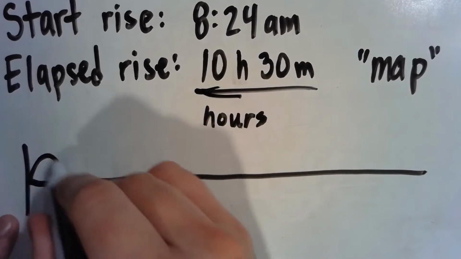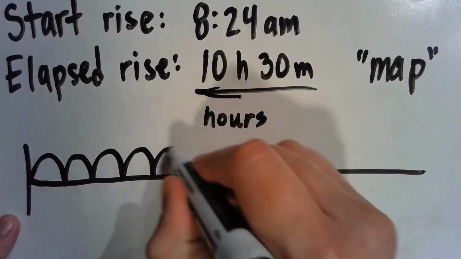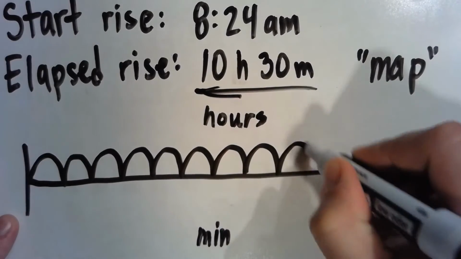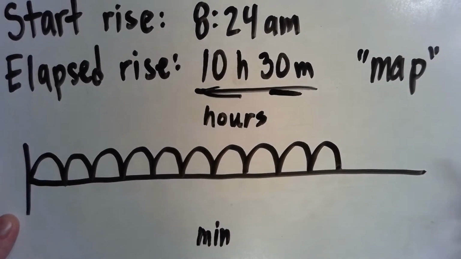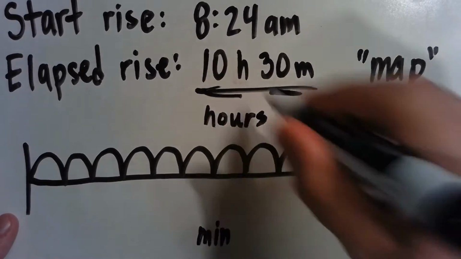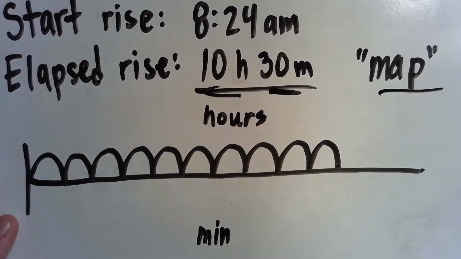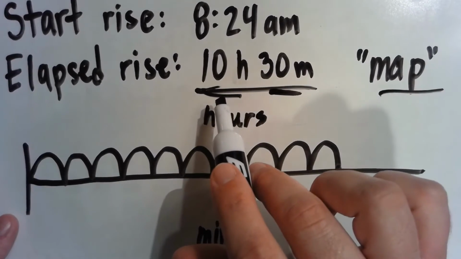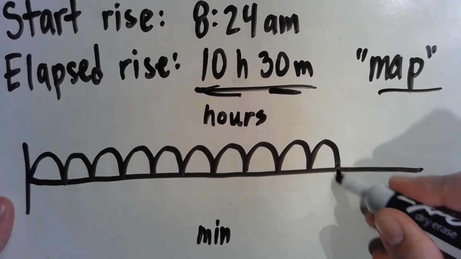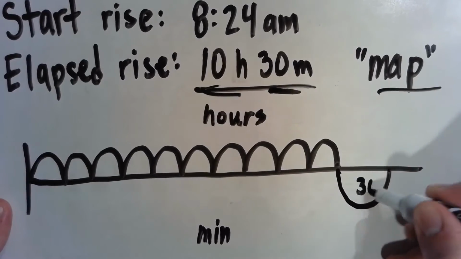So that's 10 here. 1, 2, 3, 4, 5, 6, 7, 8, 9, 10. And then we need to make 30 minutes. I'm going to stop here for a moment to make sure I have this correctly. No, I'll do it anyway. So that's 30 minutes.